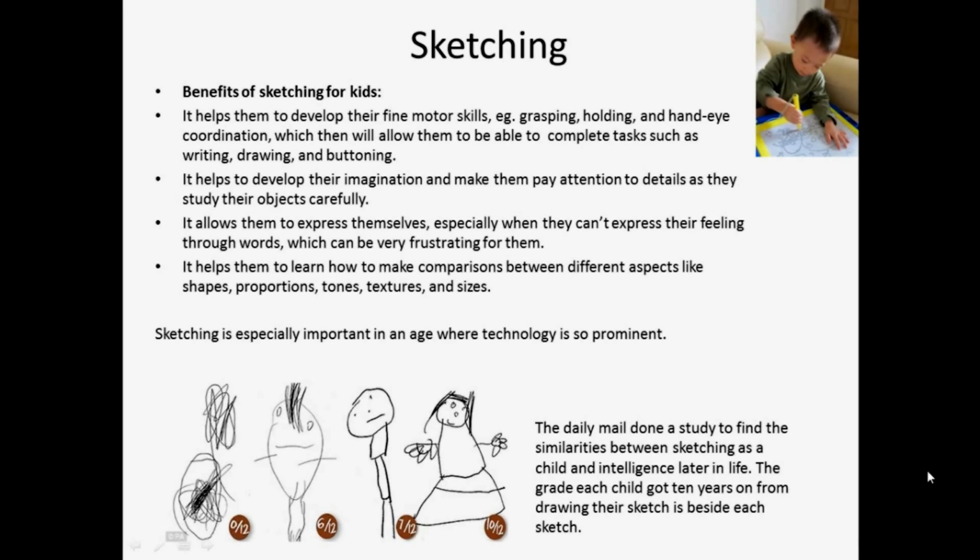The benefits are: it helps them to develop their fine motor skills, for example, grasping, holding, and hand-eye coordination, which will then allow them to be able to complete tasks such as writing, drawing, and buttoning, which are so important later on in life. It helps to develop their imagination and make them pay attention to details as they study their objects carefully. It allows them to express themselves, especially when they can't express their feelings through words, which can be very frustrating for them. This can also help the parent understand why the child is frustrated.